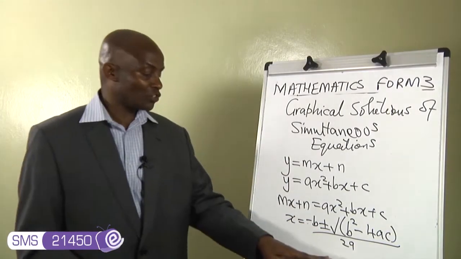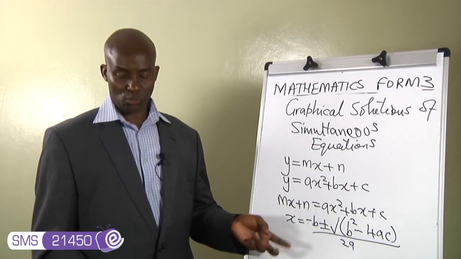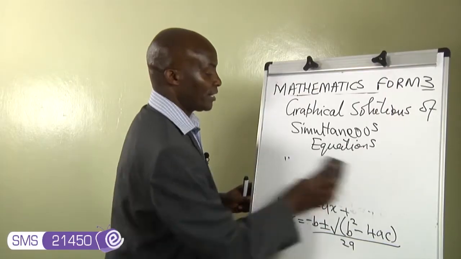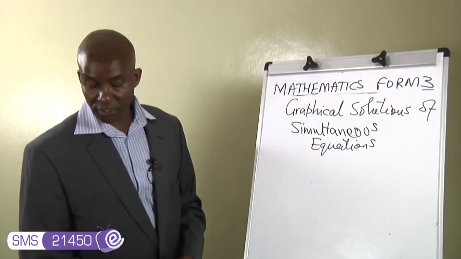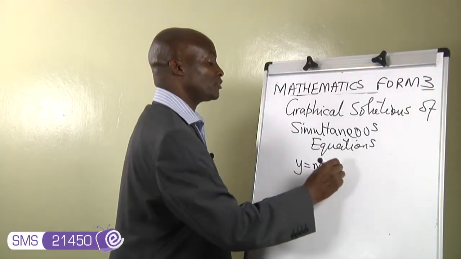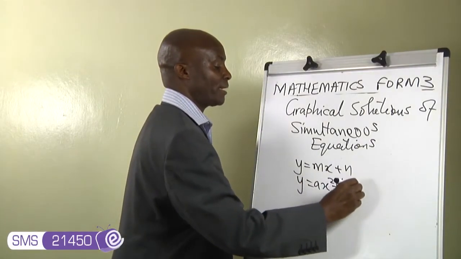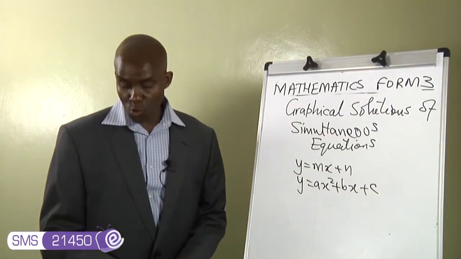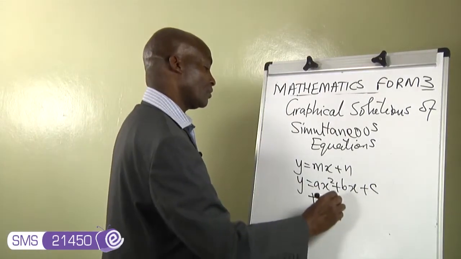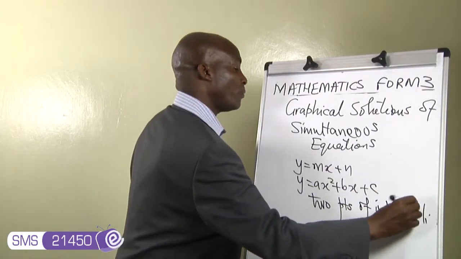And so you should not stop solving until you have gotten the two pairs, value of x and value of y, twice. The other method is the graphical method. In the graphical method, you plot the two graphs on the same axis: the graph of y equals mx plus n, and the graph of y equals ax squared plus bx plus c. In doing this, you will get two points of intersection.